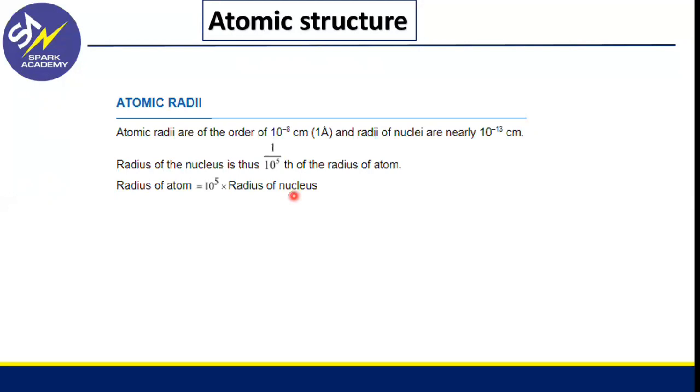First, the radius of the atom is generally given as 10 to the power of minus 8 centimeters, or 1 angstrom. The radius of the nucleus is around 10 to the power of minus 13 centimeters. Look at the difference: 10 to the power of minus 8 versus 10 to the power of minus 13. That means the radius of the nucleus is about 1 over 10 to the power of 5 of the radius of the atom. This is the difference between the atom and the nucleus.